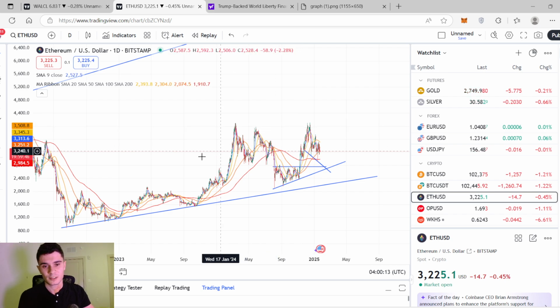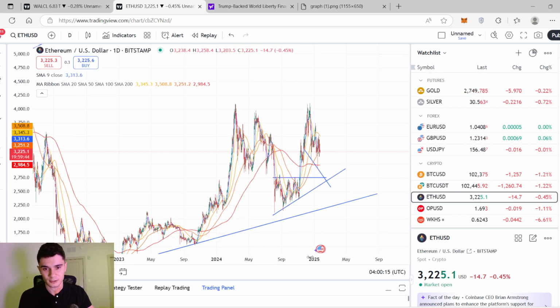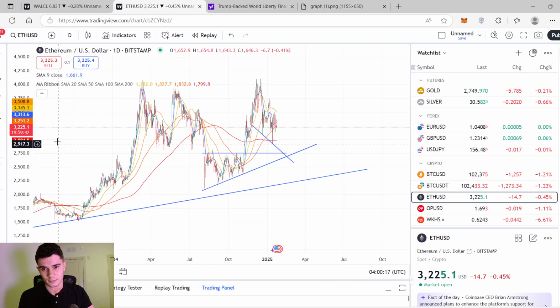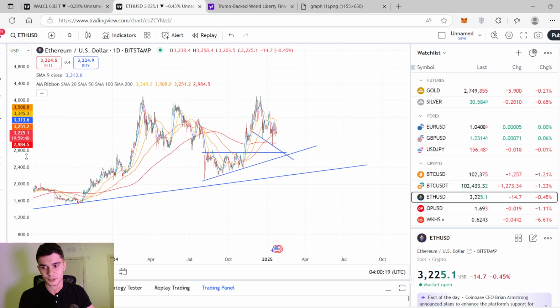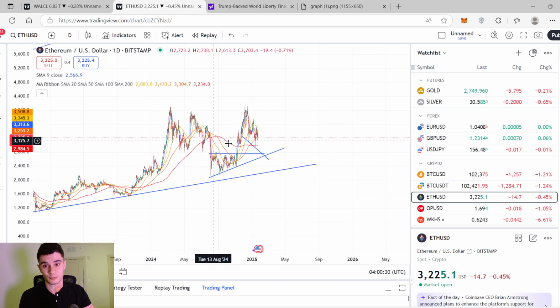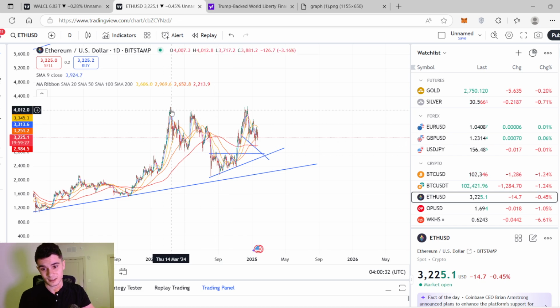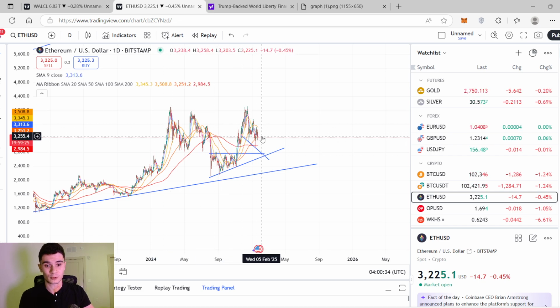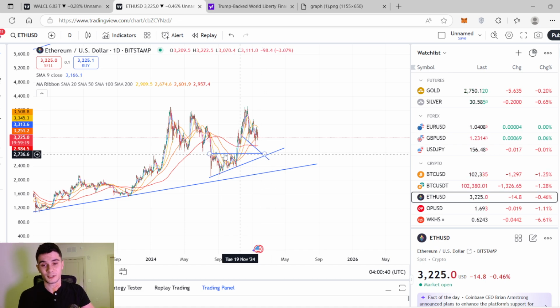However, this is a very interesting pattern on the chart that actually might be playing out, and it's called the reverse head and shoulders. Basically, this is the actual pattern that takes from March of 2024 to like February of 2025, potentially March 2025. We're talking about a year time frame.